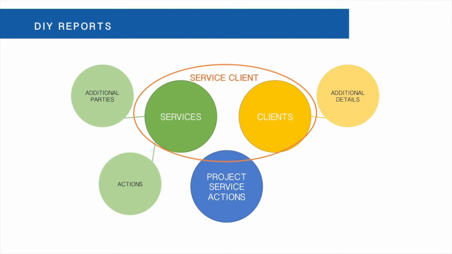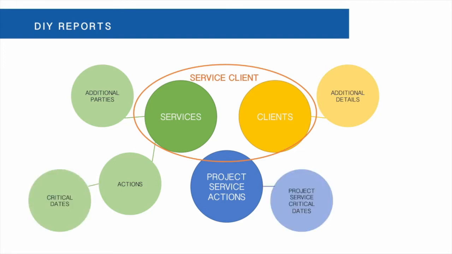Splitting off from clients, we've got the additional details report. That's for various other names of the client, potentially old addresses, other contact numbers, or old email addresses. And then of services, we've got additional parties to prevent you getting your clients and your additional parties mixed up. And we've got some information based off actions. And then based off all the actions, we've also got a separate report for critical dates for those of you who need to run specifically on critical dates.